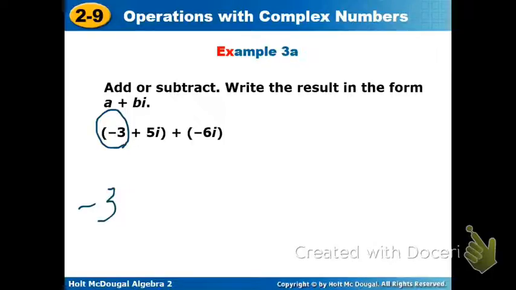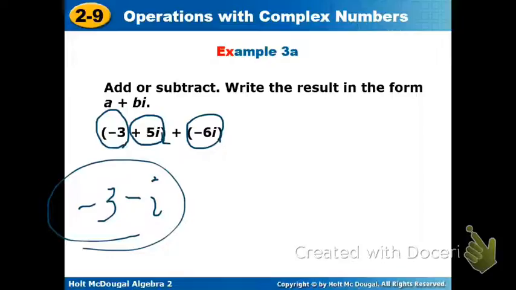Well, then we've got the imaginary parts to look at. We have a positive 5i and a negative 6i. 5 minus 6 is a negative 1i, or I'm just going to put negative i. So negative 3 minus i.